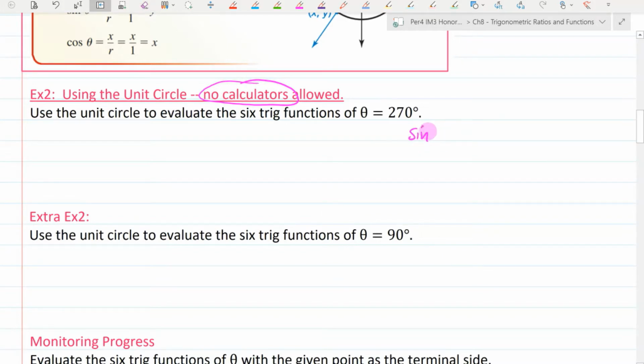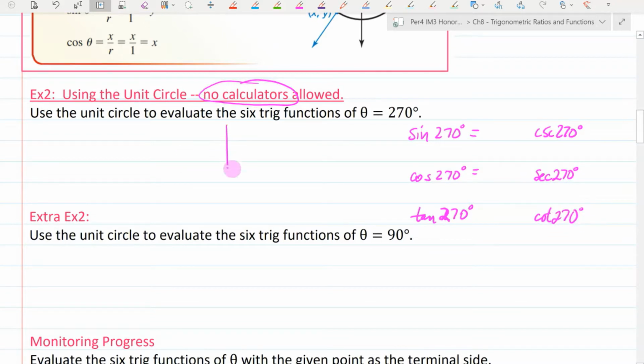Actually, let's go ahead and put sine of 270. Cosine of 270. Tangent of 270. And then cosecant of 270. Secant of 270. And cotangent.